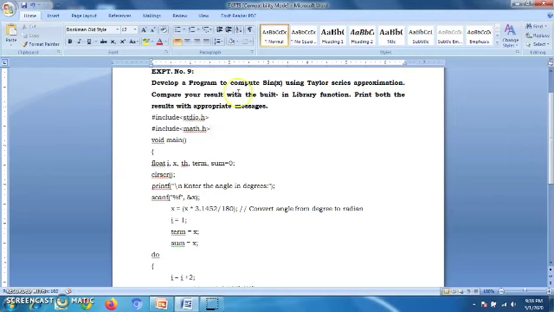So here also we have to compute the value of sin of x, and compare the computed value with the inbuilt value. So that's why we have to use math.h here also. After this we have the main function, so it is void main, and after that this is the variable declaration. These are the different variables which we require for this particular program.